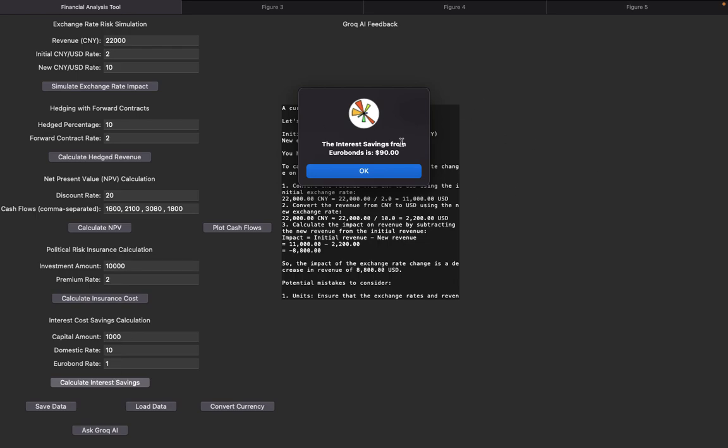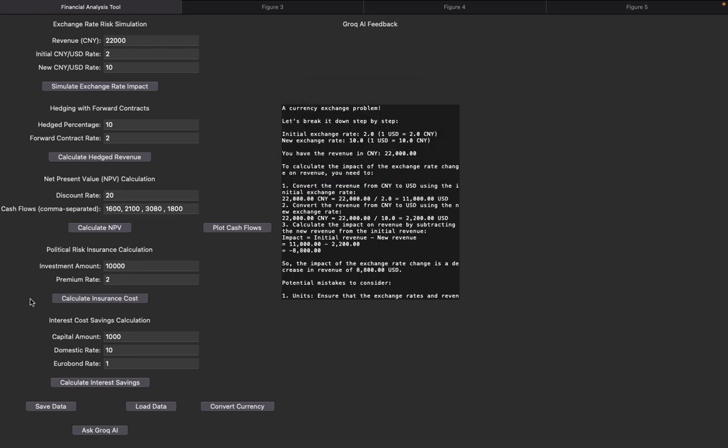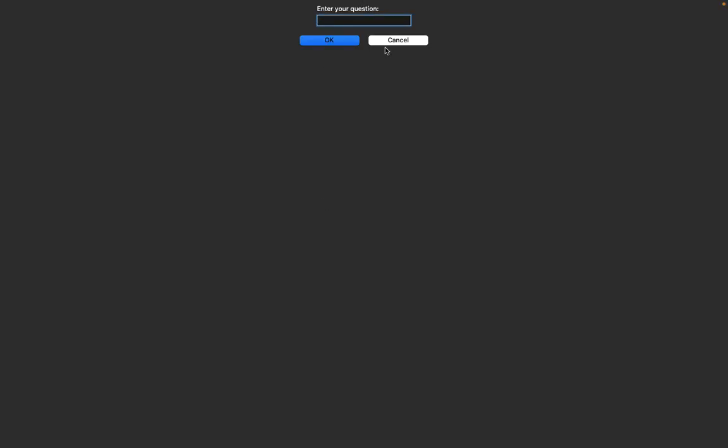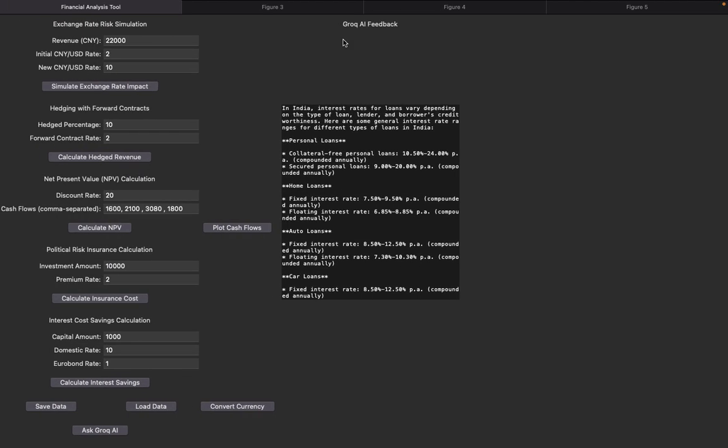So this is what our application does, and it also recommends the analysis. If by chance there's any question to be asked, as we have integrated Grok AI, we can ask Grok AI here. So it will give us a solution, like the interest rate in India for loans. This would be a basic question. Sorry for the error there.